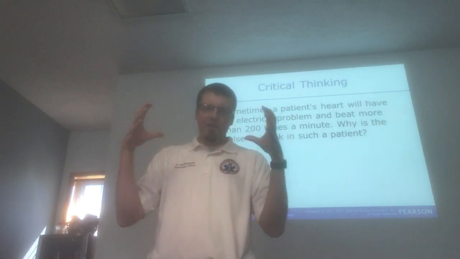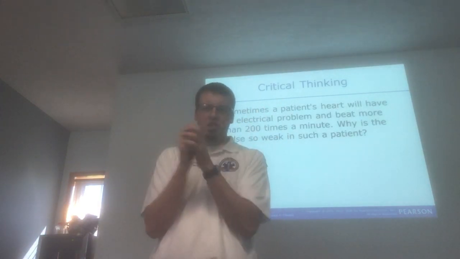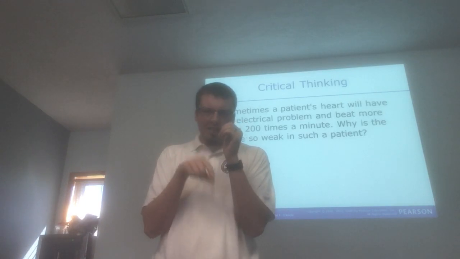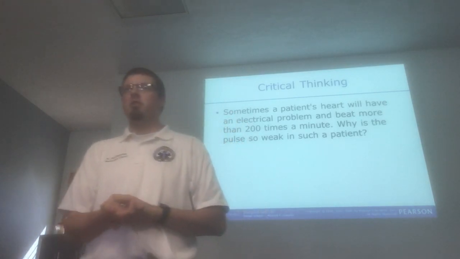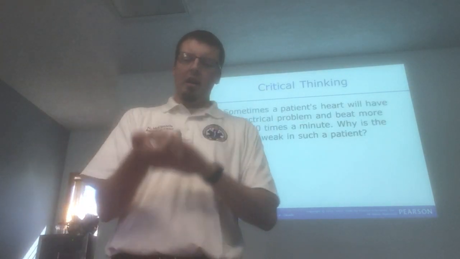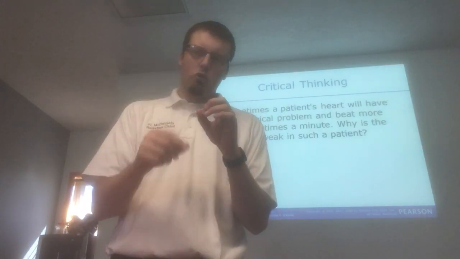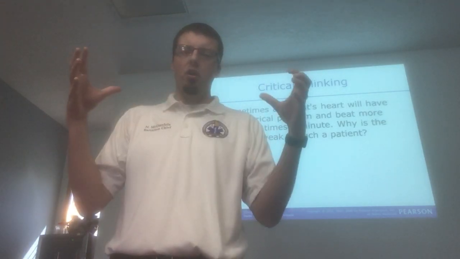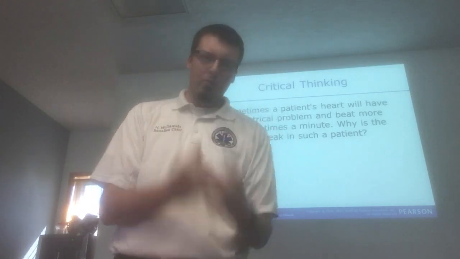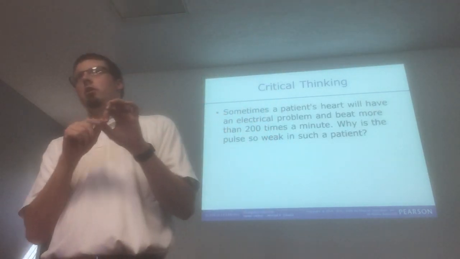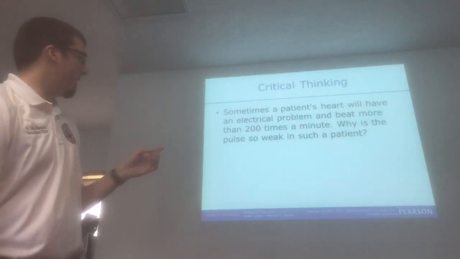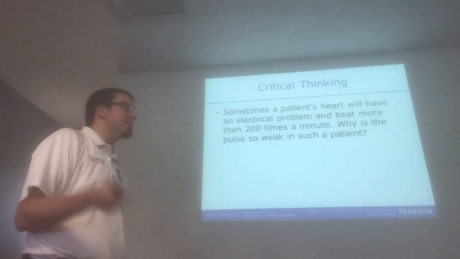It can't fill and then push it out. All it's doing is little tiny squirts. So you're not going to have a good radial pulse, even though it's beating 200 times a minute. Instead of getting a full push out, it's just squirting little spurts. So that's why if you have a really, really fast pulse, if it's too fast, you're not going to have good blood flow. Okay, that's chapter 13.